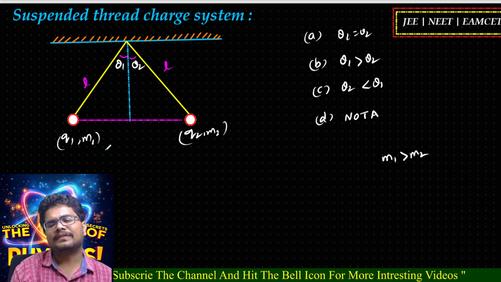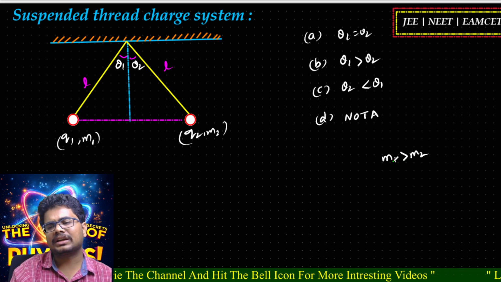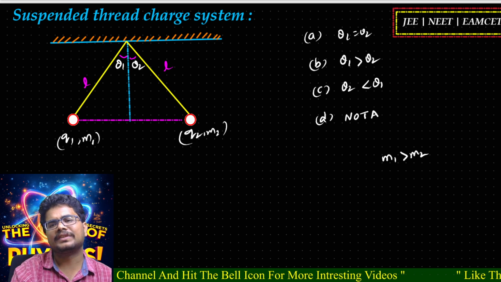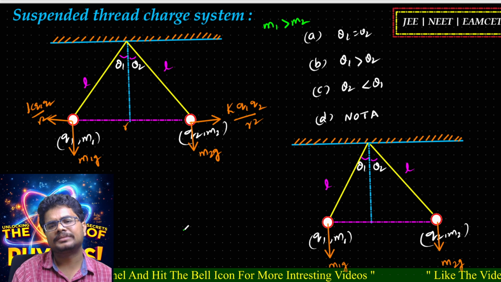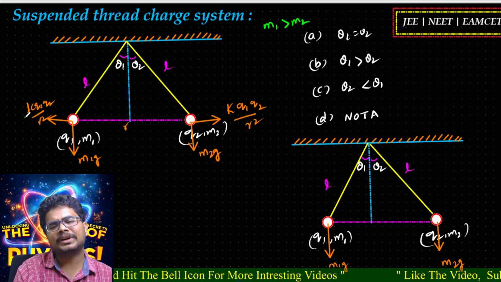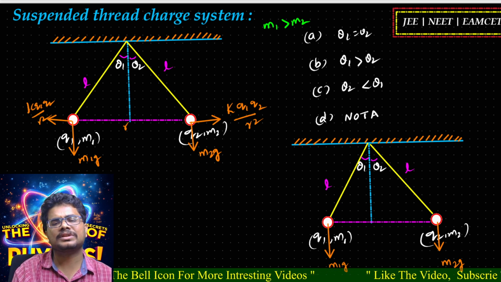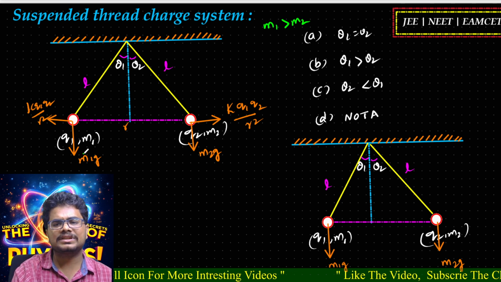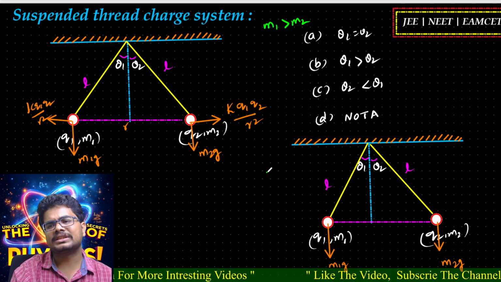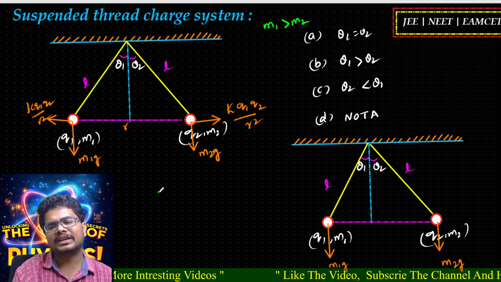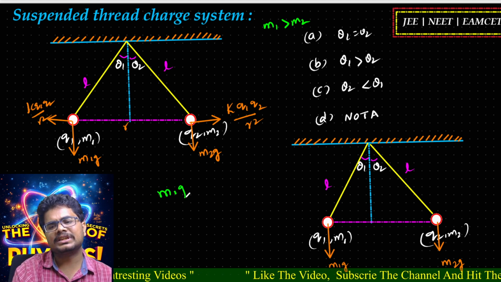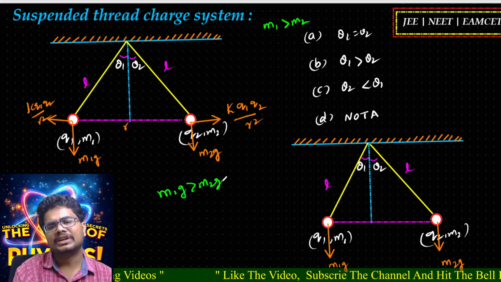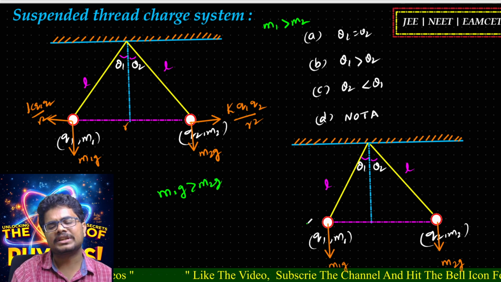Now let me look at this question. What they told is, if M1 is greater than M2, what will happen? Let me check. K Q1 Q2 by R square acts on this side and on this side. Downward here M1G, here downward M2G. In the question they said M1 is greater than M2, which means M1G is greater than M2G. Since these two forces are equal, I didn't mention them in this case.